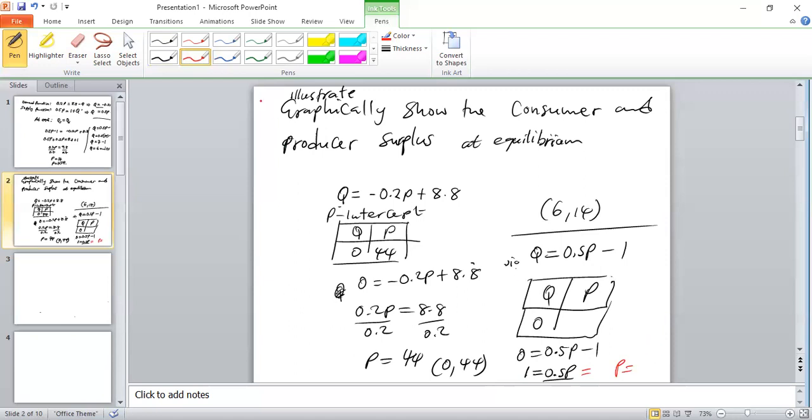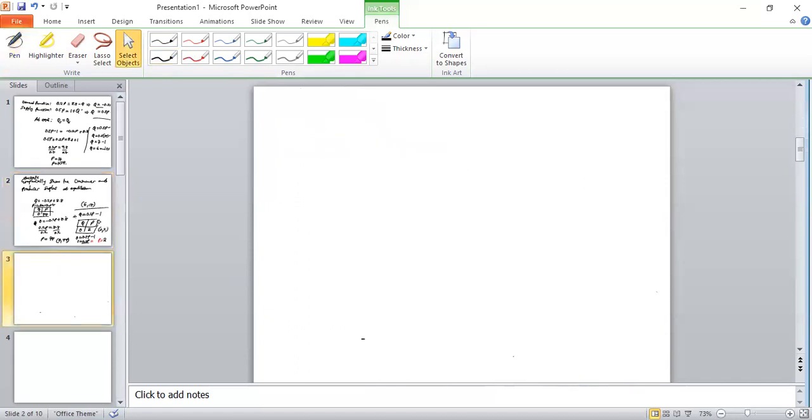No, that's 0.5. Anyway, 0.5 divided by 1 will divide 0.5. You can check. It's 2. So the coordinate we have is 0, 2. So we have 0, 2. So then we have the graph.